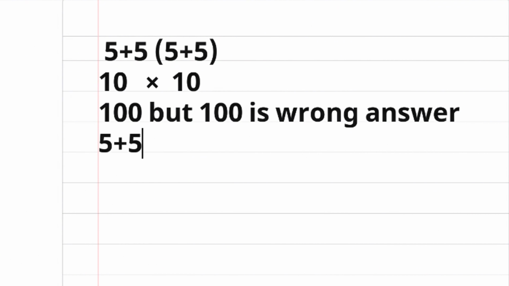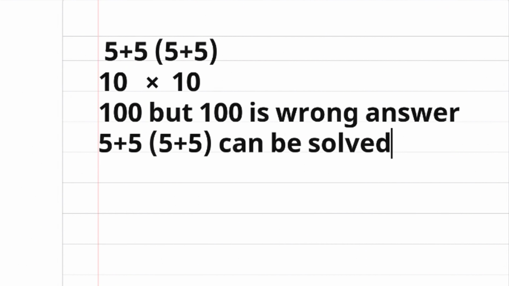Actually, the question is 5 plus 5, parentheses 5 plus 5, bracket closed. So this can be solved according to the rule of order of operation, which is known as the PEMDAS rule. So first of all, we have to solve the parentheses, 5 plus 5. So 5 plus 5 will be equal to 10. Okay, this is solved by the PEMDAS rule.